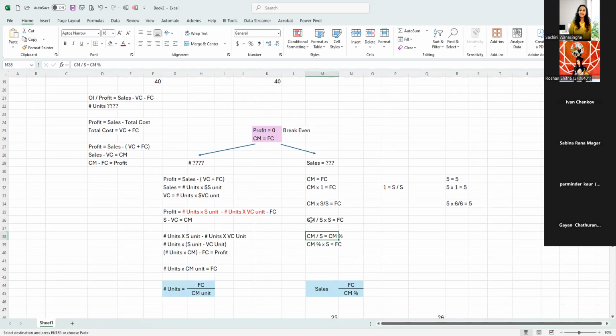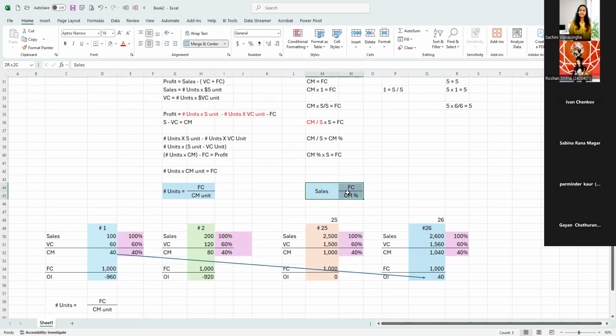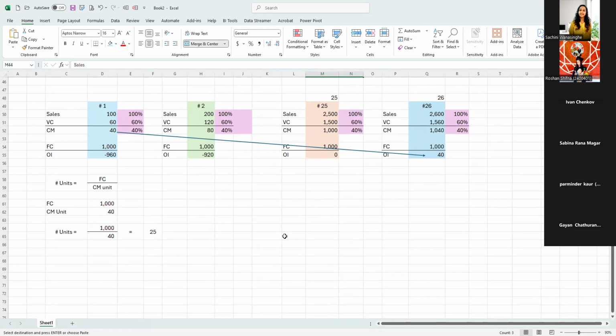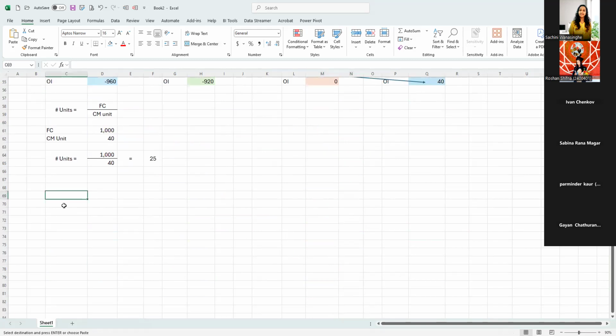Once I substitute this part of the formula with this, I'm going to get contribution margin percentage times sales to be equal to fixed cost. And now I can express the sales. Make sense? Yes, Professor. So now let's use this formula in our calculation and see what we're going to get.